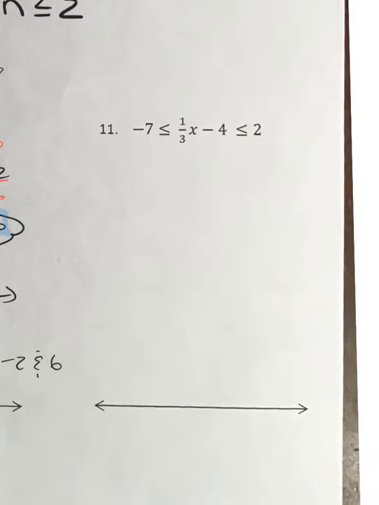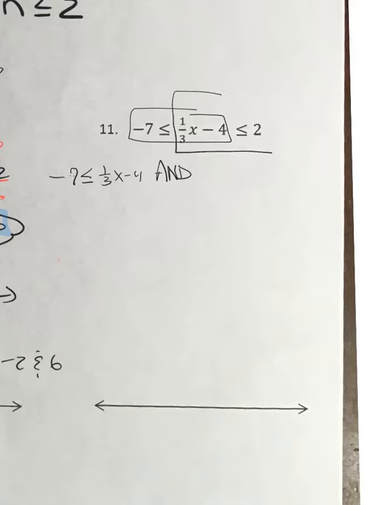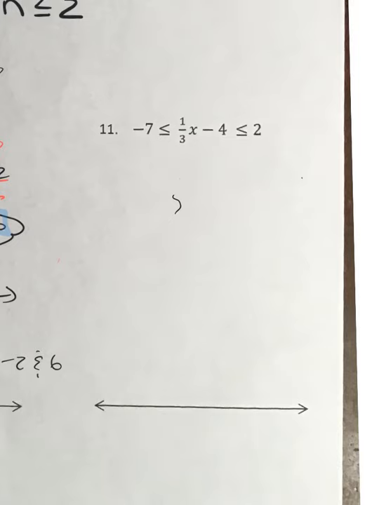Okay, so again, this is a compound and the "and" is implied. So you could really write this as negative 7 is less than or equal to 1/3 x minus 4, and 1/3 x minus 4 is less than or equal to 2, and then you could solve each of these separately. But we don't want you to do that. We need you guys to learn how to solve them simultaneously, right?